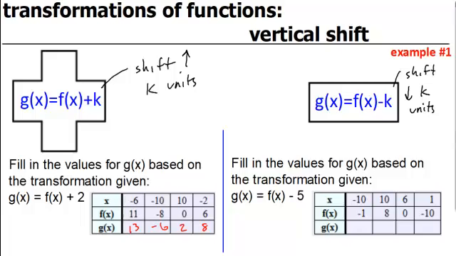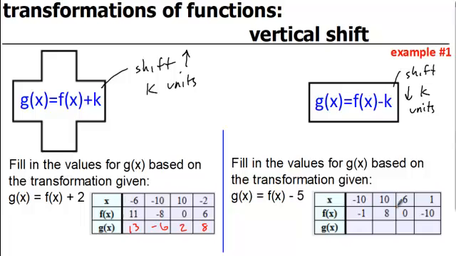Very simple. The relationship, since we're just dealing with vertical shift, is the value that's being added or subtracted outside your function. Notice how this notation is represented: we take an entire function and we add 2 to it. Every output value gets shifted up 2 units.